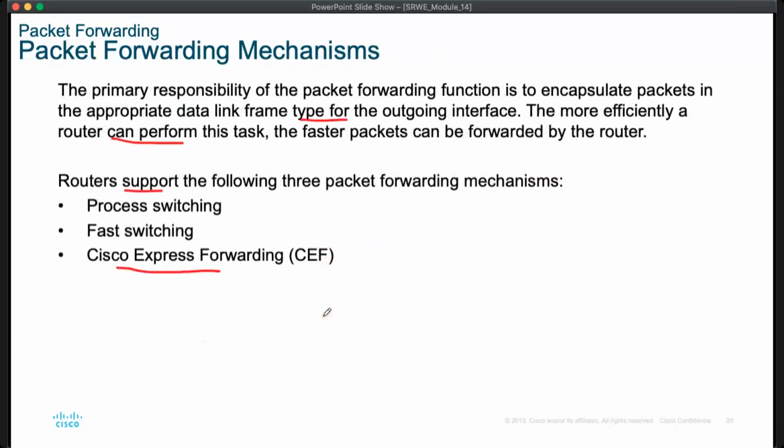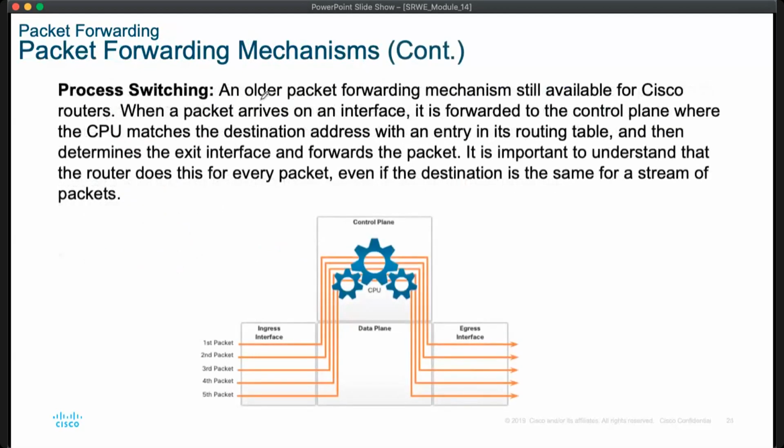Process switching is an older packet forwarding mechanism still available for Cisco routers. When a packet arrives on an interface, it is forwarded to the control plane where the CPU matches the destination address with an entry in its routing table, and then determines the exit interface and forwards the packet. It is important to understand that the router does this for every packet, even if the destination is the same for a stream of packets.